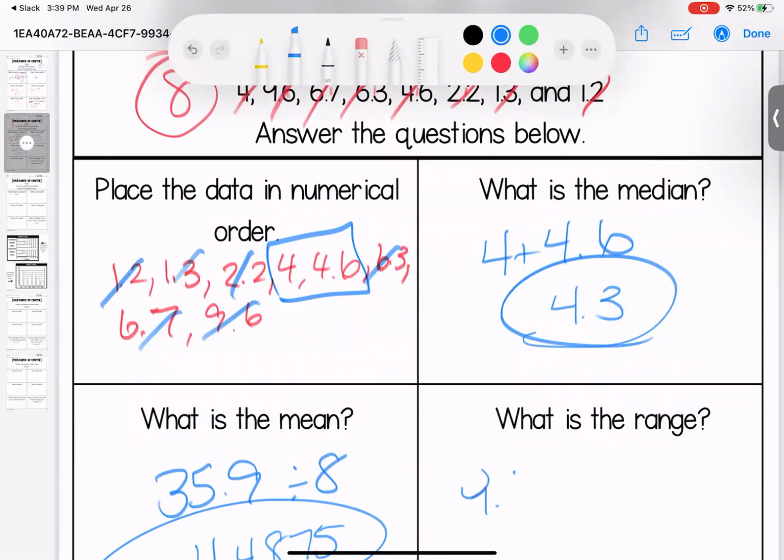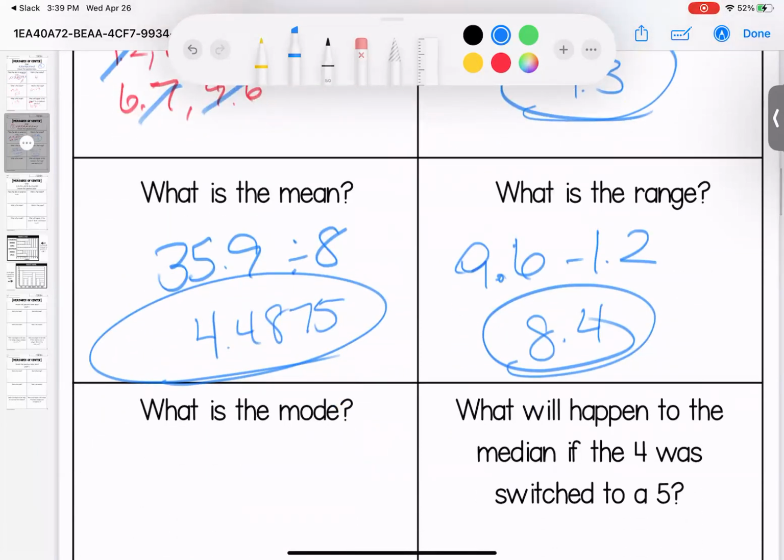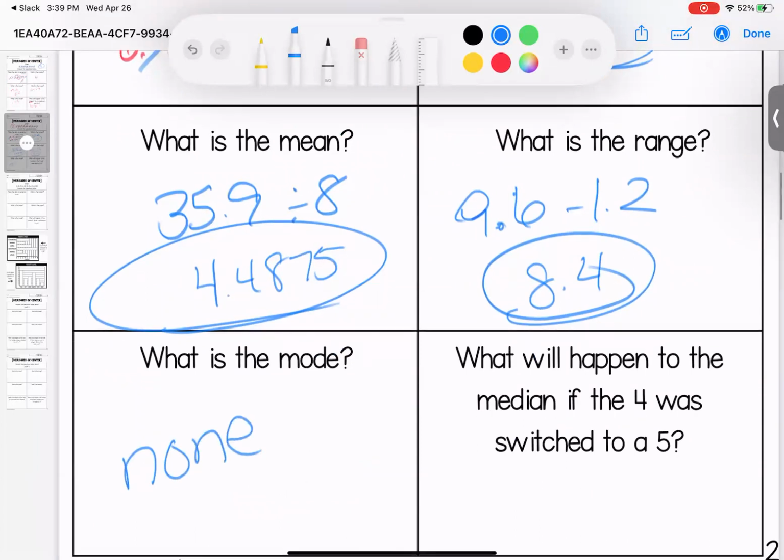What is my range? My biggest number is 9.6. My smallest is 1.2. So that is going to leave me with 8.4 as my range. What is the mode? This time there is no mode because none of them are repeated.